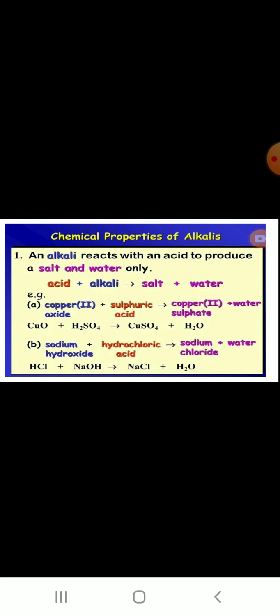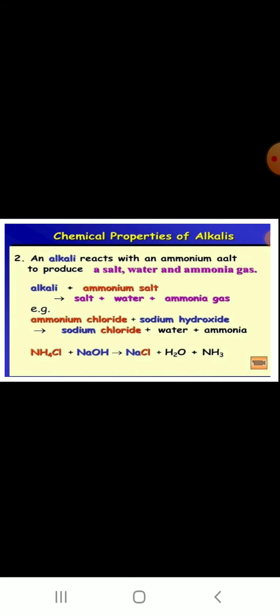Now, chemical properties of alkalis: an alkali reacts with an acid to produce a salt and water only. This is very important. Sodium hydroxide and hydrochloric acid, when both are reacted, you will get NaCl and H2O. So this is how alkalis, meaning bases, like NaOH react with the acid and form salt and water only.